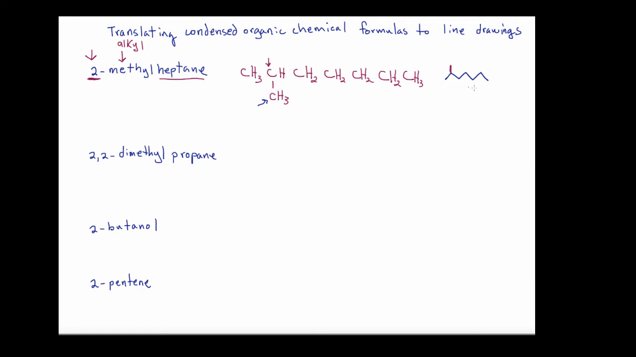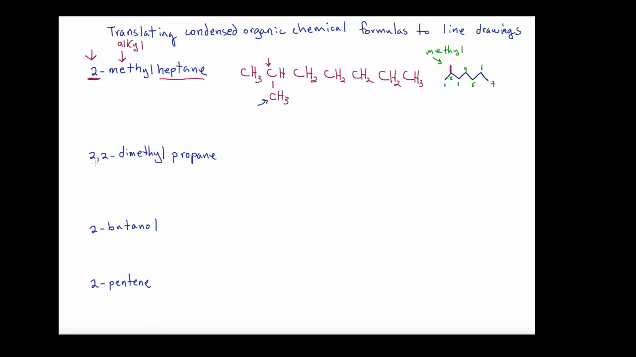So this is what the line drawing is going to look like, and maybe just for some more clarification, I'll number the carbons. So this is 1. This is the 2nd carbon in on the chain, 3, 4, 5, 6, and 7. And my methyl group is at the 2nd position in the chain. All right? Okay, let's move on to the next one.